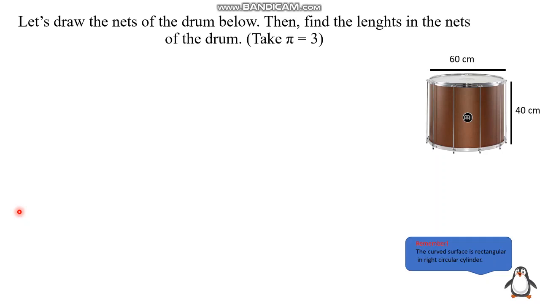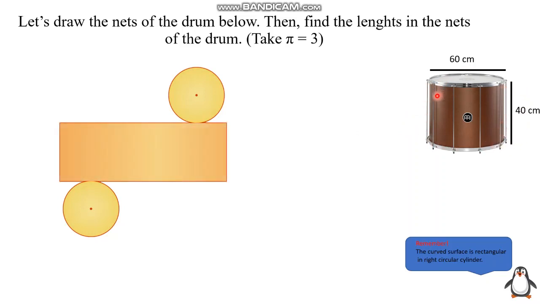Let's focus on the first question. Let's draw the nets of the drum below, then find the lengths in the nets of the drum. Take pi equals 3. As you can see, this is a right circular cylinder example. And we have two bases. We can start with two bases. And then, as we said before, the curved surface is a rectangle.